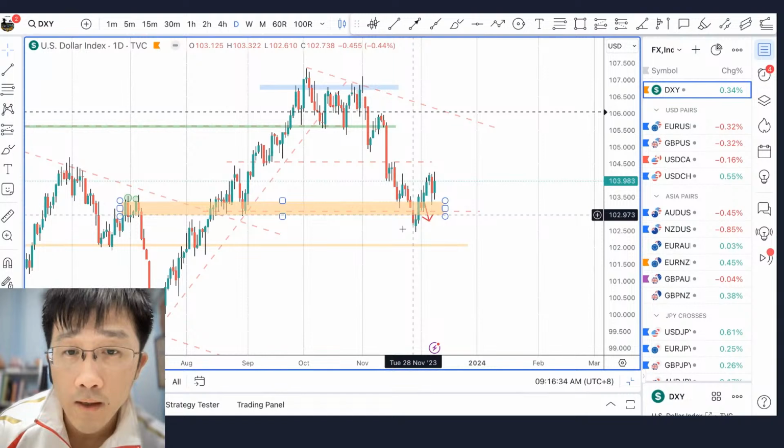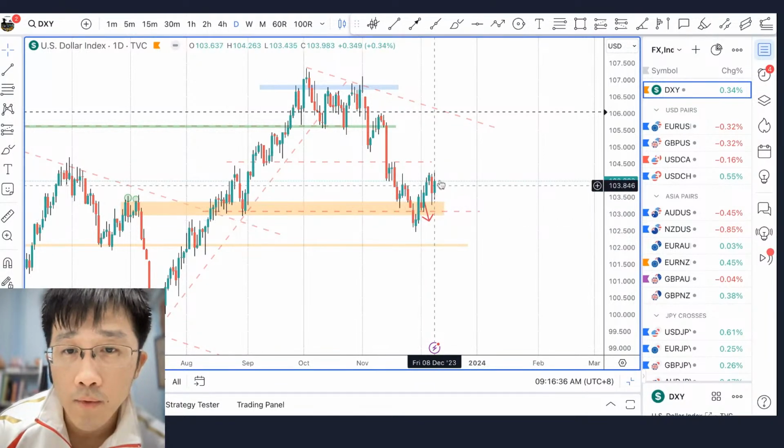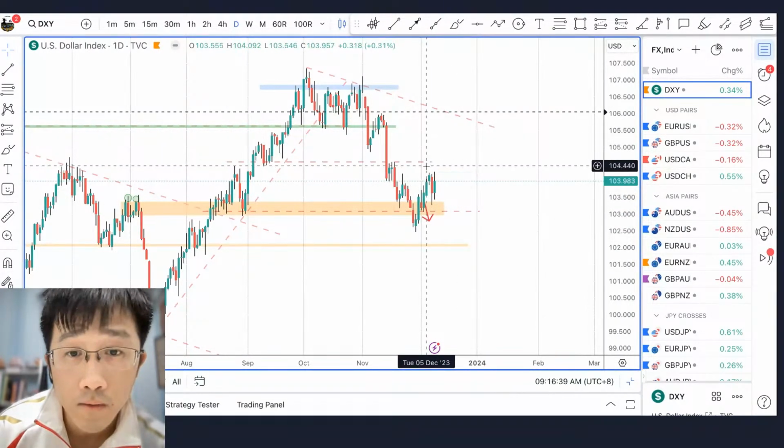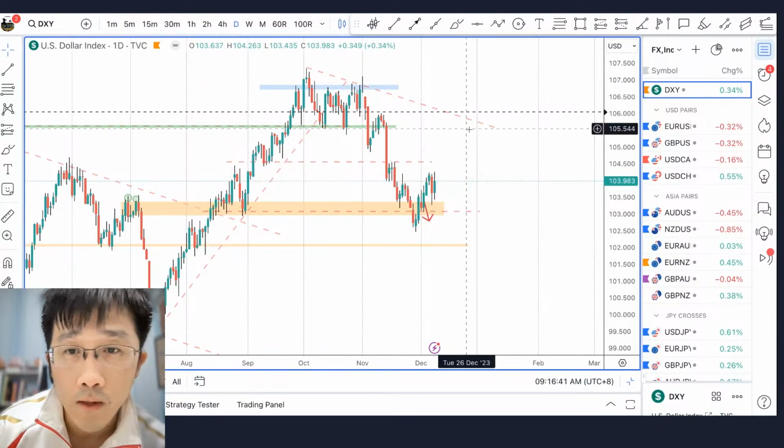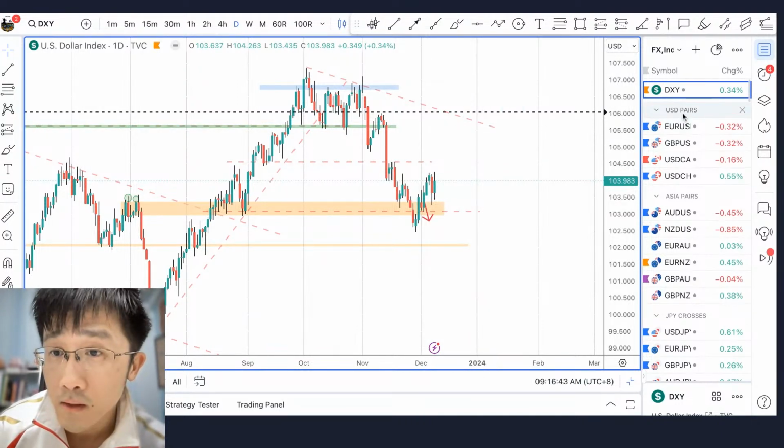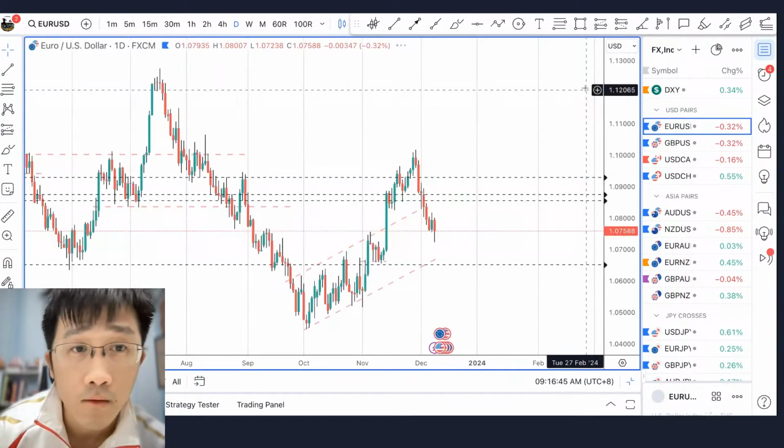Right now it has already pushed. Maybe it will be coming here. I'm not sure, maybe until here or until here. Just see how it plays out.